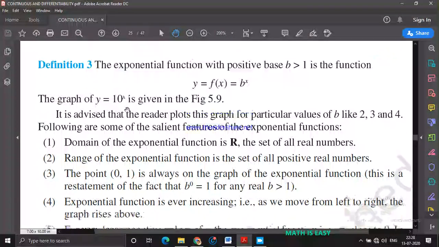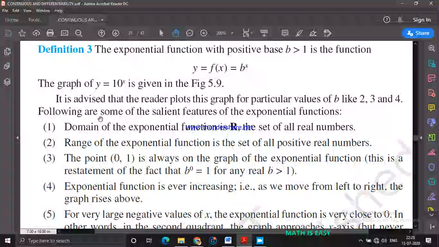Now it has some certain properties or formulas to be remembered. The domain of the exponential function is R. So in b power x, you can take the x value positive or negative, no problem. So the domain is always all the real numbers. Any real value you can take as x value. But your range is going to be positive values only, positive real numbers. The range of the exponential function is always positive real numbers.